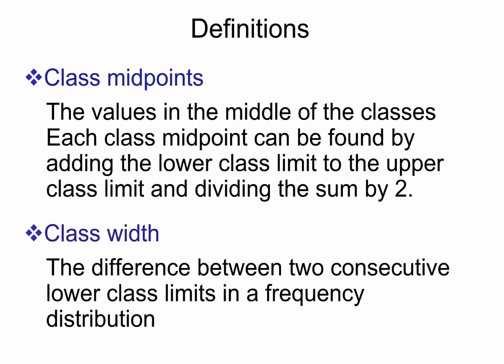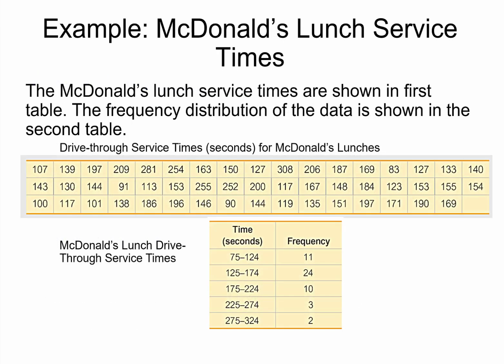The class width is the difference between two consecutive lower class limits or the difference between two consecutive upper class limits. Let's take a look at an example.